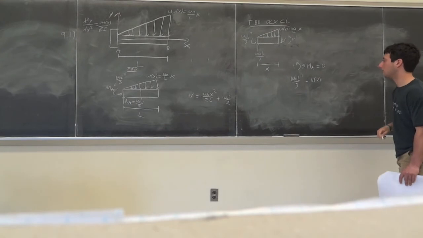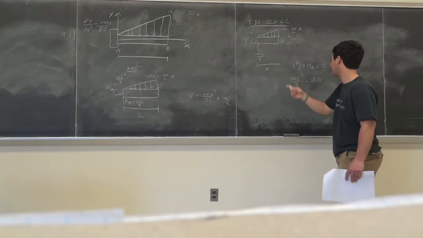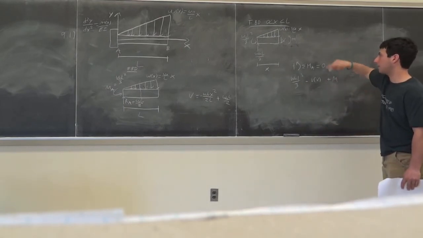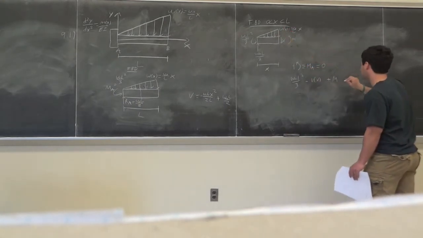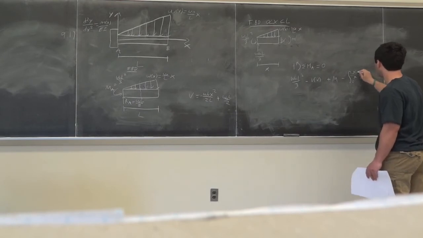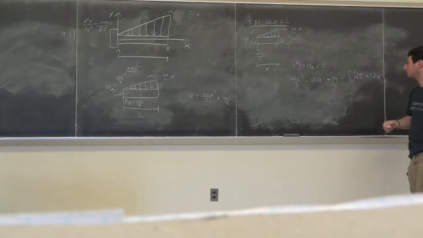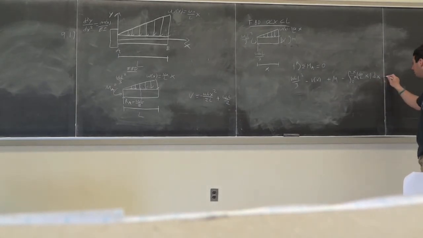All right, so we have V times this distance X, and then you have plus M, because I drew M as going counterclockwise, and then you have this distributed load, which is causing a moment. So it's minus the integral from 0 to x of x times W of x, which is W naught over L x dx. So we got 1, 2, 3, 4. Okay, so we got all the terms.